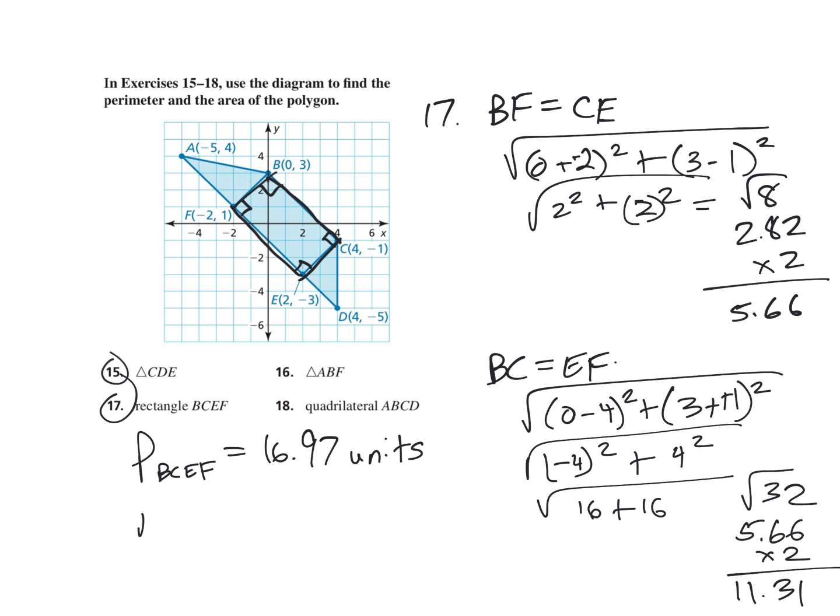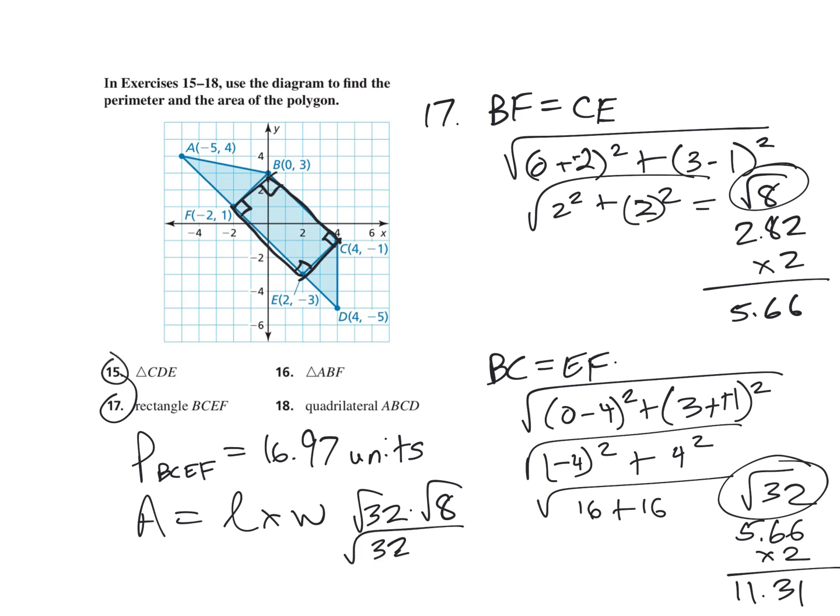All right, now let's do the area. Area of a rectangle is length times width, base times height, however you want to say it. So either one. So we just need one length. So if we use the square root of 32 for BC and the square root of 8 for BF, we multiply those together. Square root of 32 times the square root of 8. So we can put those together as 32 times 8. So 32 times 8 on your calculator is 256. Oops.